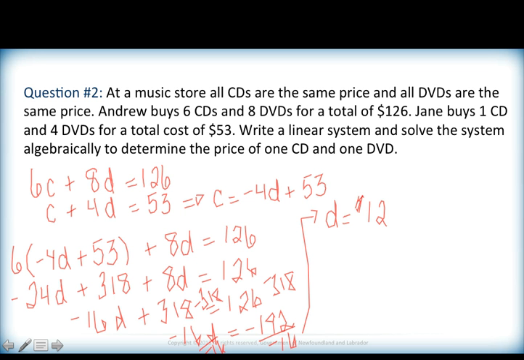And next we have to find our price for CDs. So we're just going to substitute the 12 back in for D in our equation. So we have negative 4 times 12 plus 53. That's going to give us negative 48 plus 53. And our answer here will be $5.